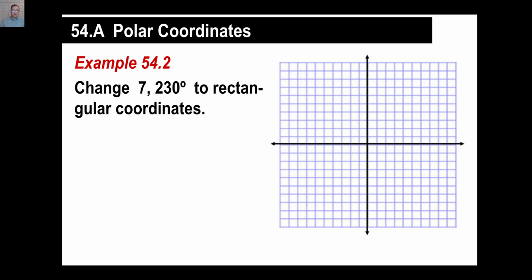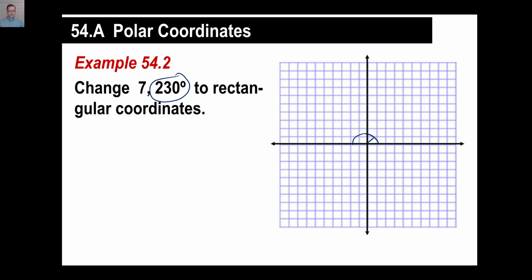Convert 7 and 230 degrees to rectangular coordinates. Same old thing, and again, you don't need graph paper. Just draw a horizontal and a vertical line, an x and y axis, and draw just a line. You don't care how long it is, just pretend it's 7. Wait a minute though, 230 degrees, we can't just start drawing like this, can we? So this is going to be 90, that's 90, this is 180.